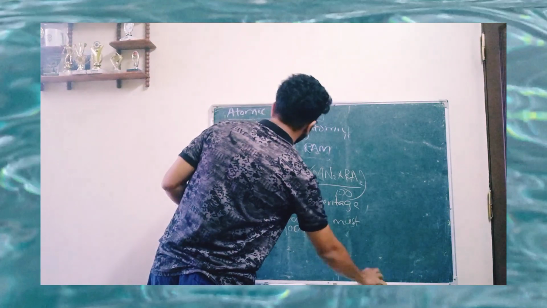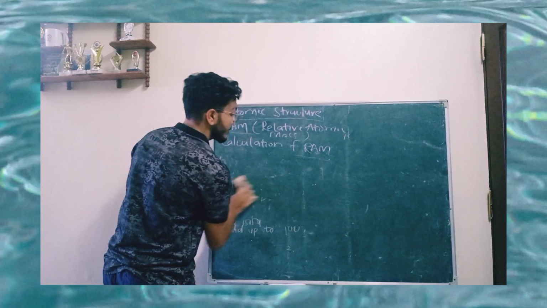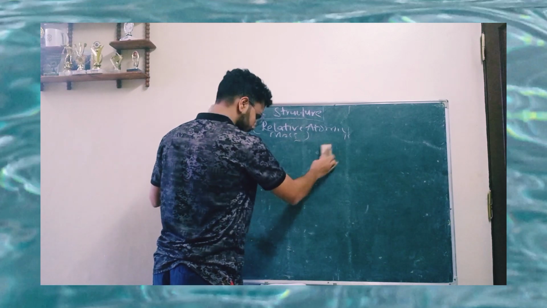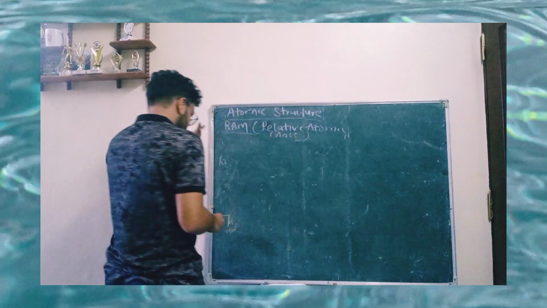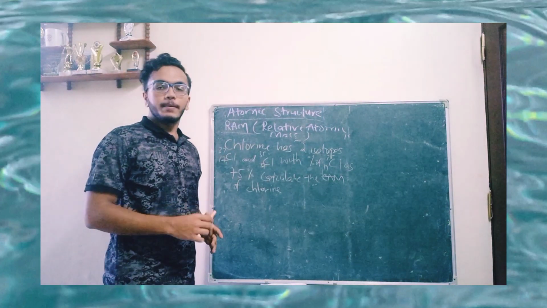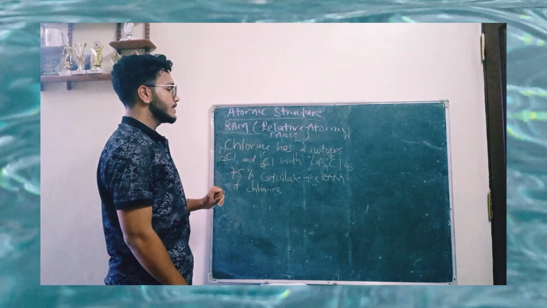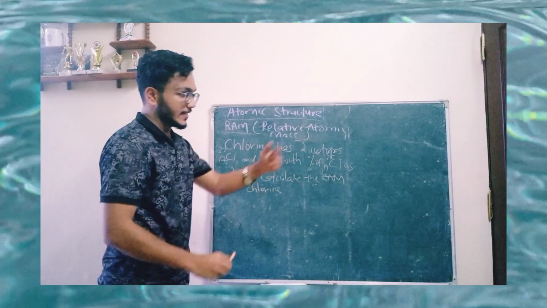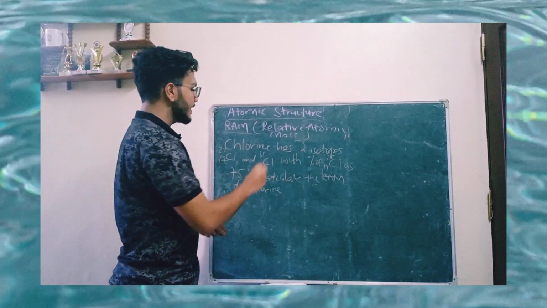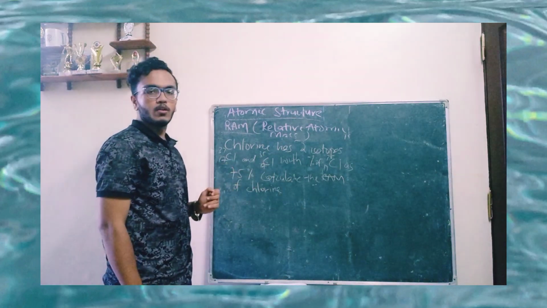Now I will show you an example of calculation of RAM. Calculation of relative atomic mass. Chlorine has two isotopes, chlorine-37 and chlorine-35, as we discussed earlier, with percentage abundance of chlorine-35 being 75%. Calculate the relative atomic mass of chlorine.